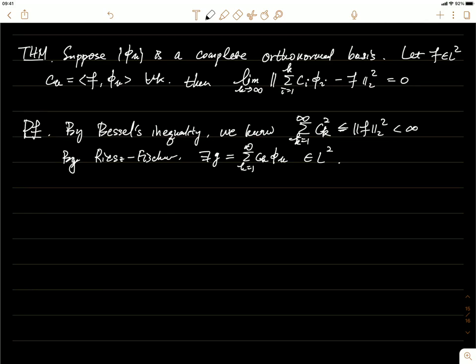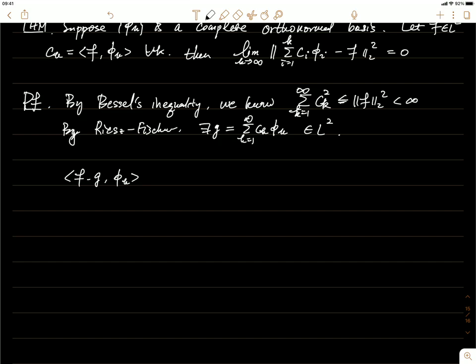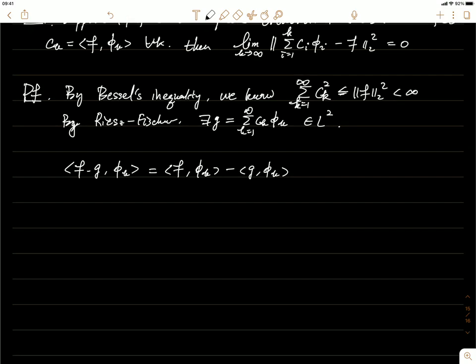Now we're going to show that this f and this g are actually the same, and that will imply this limit. How do we do that? Let's consider the inner product of the difference of these two with phi k. By the linearity of inner products, this gives us f phi k minus g phi k. The first term gives us c k according to the definition. The second term is also c k because of how we defined g, and this is also from the proof of the Riesz-Fischer theorem. We take the inner product of g and phi k, and that gives us c k. So this gives us 0 for any k.